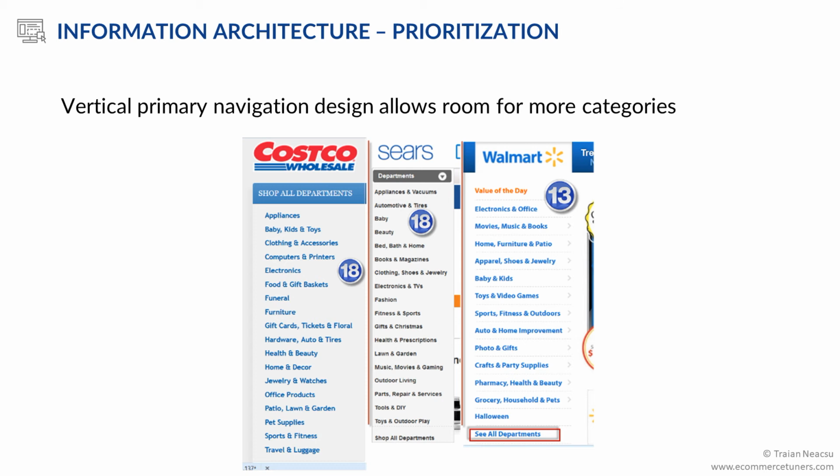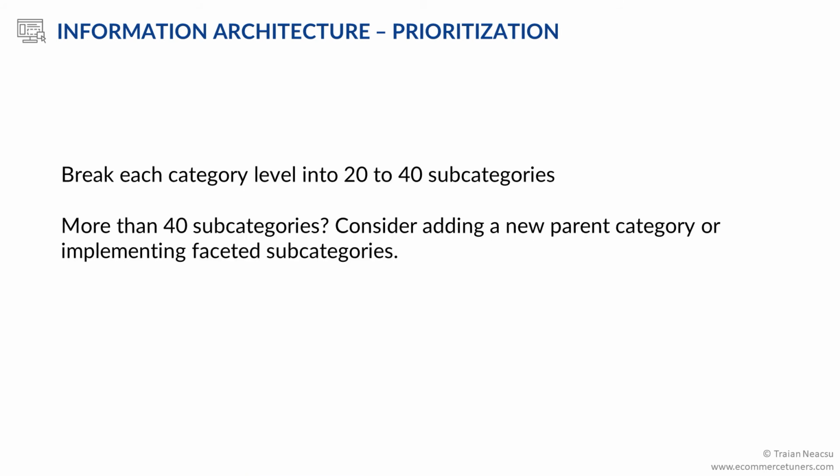Specialty retailers will probably have no more than 2 or 3 departments, in which case they may not even list departments in the menu, but rather categories. General department stores can have up to 20 departments. You can break each category level into 20 to 40 subcategories, depending on how large your inventory is. If a parent category needs more than 40 subcategories, you may want to consider adding a new parent category or implementing faceted subcategories.